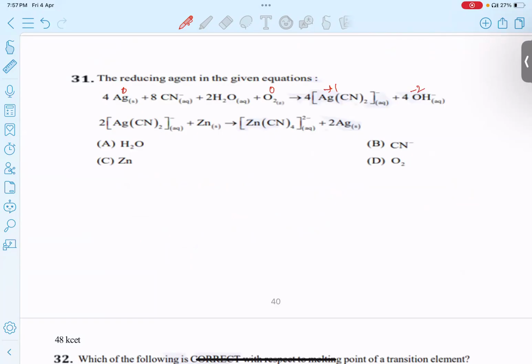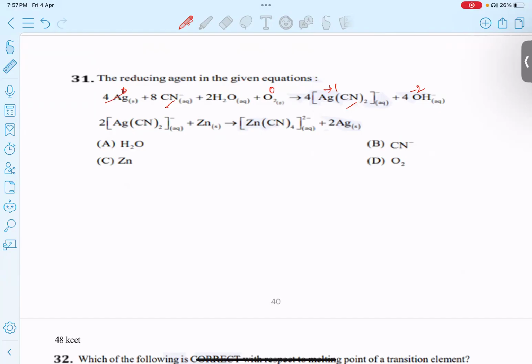Oxidation number of carbon and nitrogen remains the same on both the reactant and product side. They do not change in these reactions. Therefore, in the first equation, silver is the reducing agent because silver's oxidation number changes from 0 to +1, so it itself undergoes oxidation. Therefore, it is the reducing agent in the first reaction.